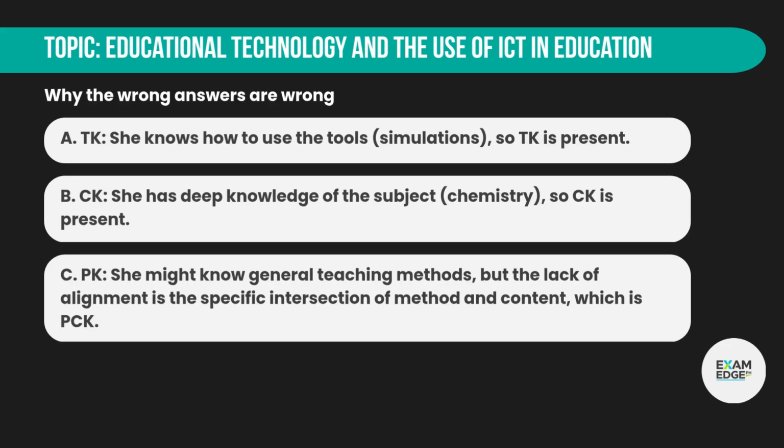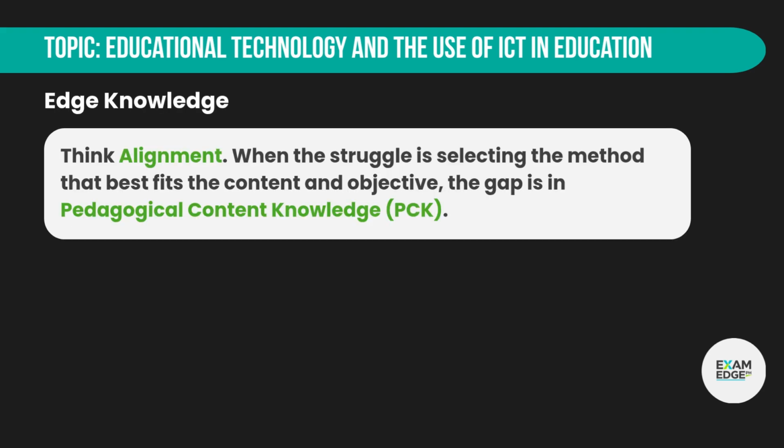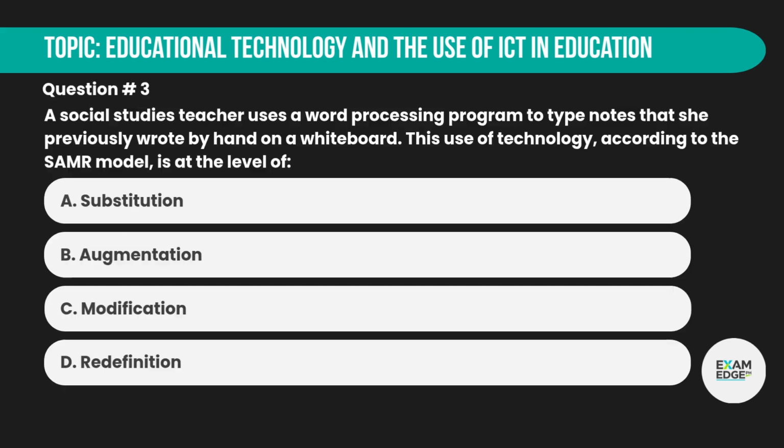Why the wrong answers are wrong? A. TK. She knows how to use the tools, simulations, so TK is present. B. CK. She has deep knowledge of the subject, chemistry, so CK is present. C. PK. She might know general teaching methods, but the lack of alignment is the specific intersection of method and content, which is PCK. Edge knowledge. Think alignment. When the struggle is selecting the method that best fits the content and objective, the gap is in pedagogical content knowledge, PCK.